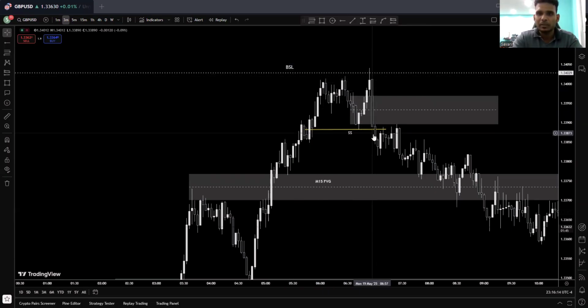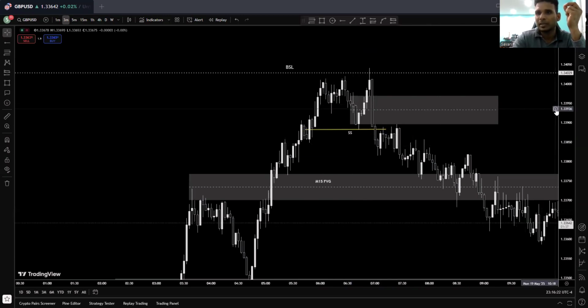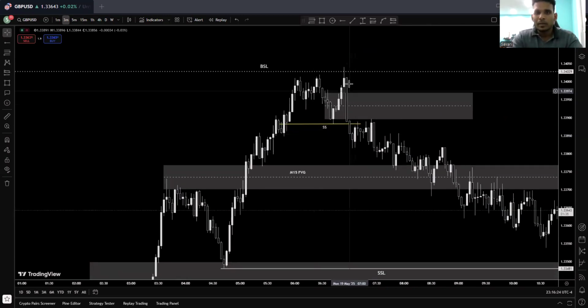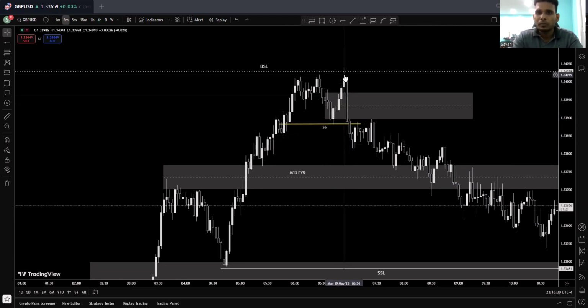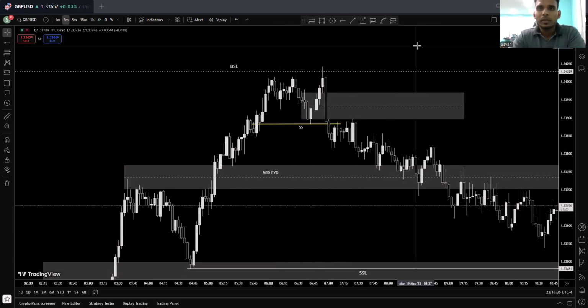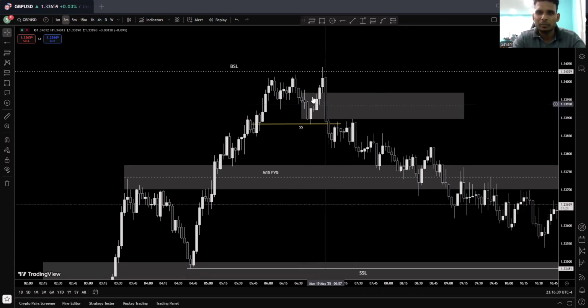After this, the real structure shift. I just marked out that 3 minute bearish fair value gap, and it not only gave a structure shift but I also got a follow through, big displacement through the swing low. So I executed my limit order exactly at this point, not exactly at this midpoint.